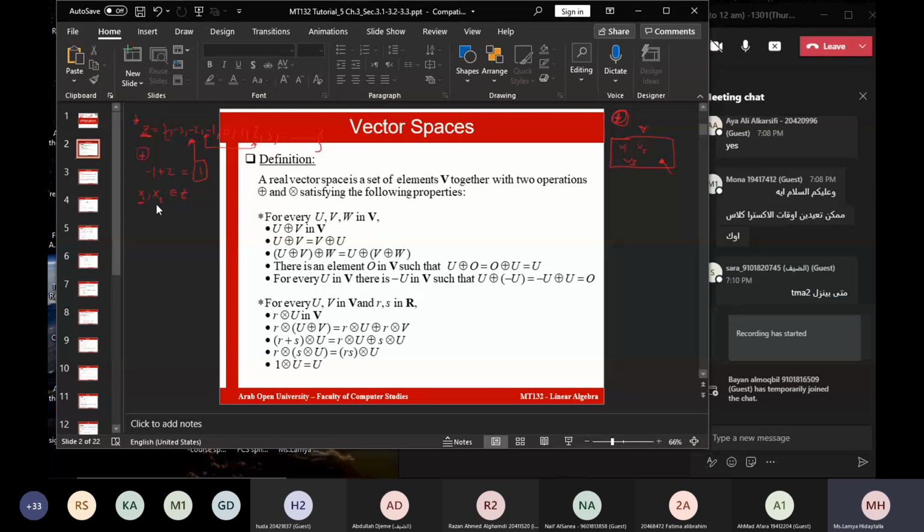Always, if this is an integer and this is an integer, their addition is an integer as well, belonging to Z. So we say that this operation is closed. Addition is closed in Z. Why? Because if I take any numbers and add them up, the resultant is an element there. Yes? Okay.